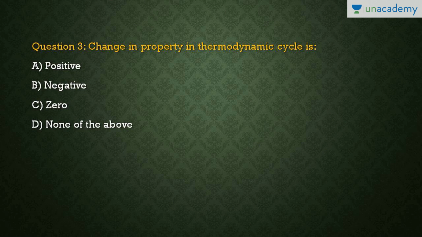Question number 3. Change in property in a thermodynamic cycle is. I have told you what the change in property in a thermodynamic cycle is. The change in property in a thermodynamic cycle is not positive, not negative. It is 0. Final value minus initial value, and both these values are the same. So the change in property in a thermodynamic cycle is 0.